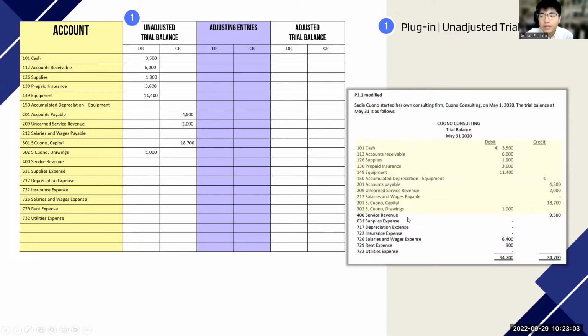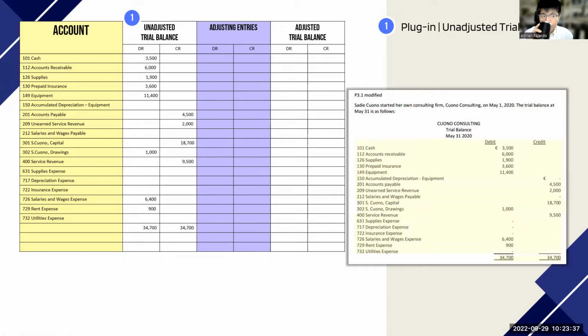So the 400s represent your service revenues and then your 600s and above represent your expenses, right? So basically, we plug in our revenues and expenses. So plug in 95 service revenue, 64 salaries, wages, and expense, and then rent expense at 900. So now, we just make sure that everything balances, right? So 34,700, 34,700. Both the debit and the credits are equal, right? So this ends the first step.